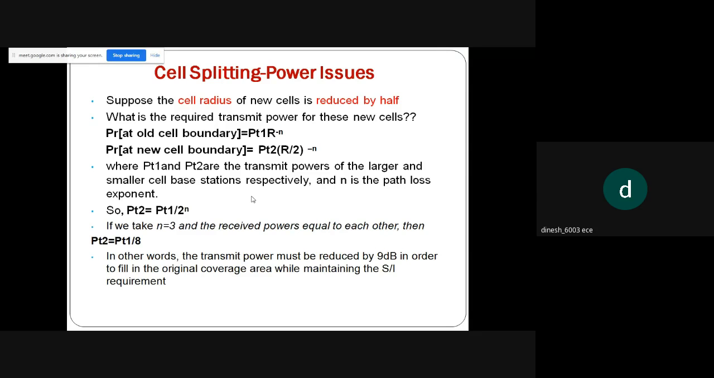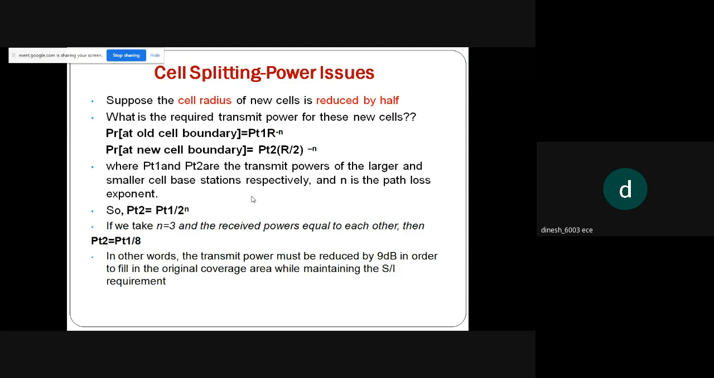the issue that we get is only power issues. Suppose the radius of the new cells is reduced by half, then the transmitted power at the older boundary will be PT1 into R power minus N, whereas at the new cell boundary it will be PT2 into R by 2 power minus N, because it is being reduced by half. So 1 by 2 of that.